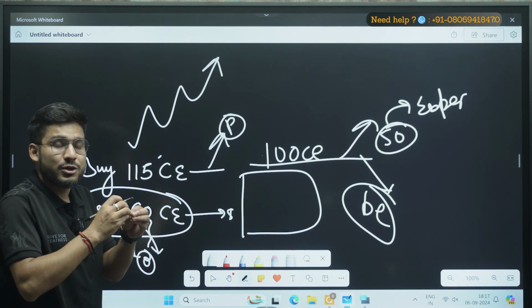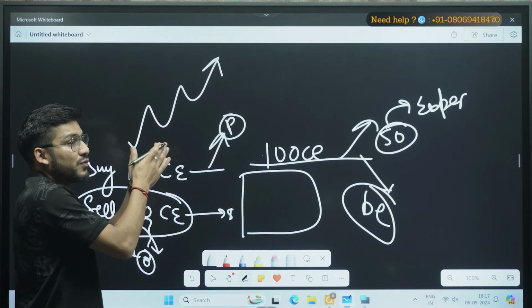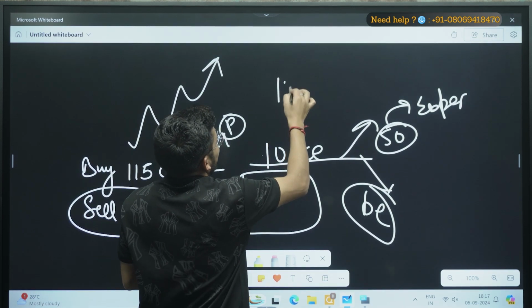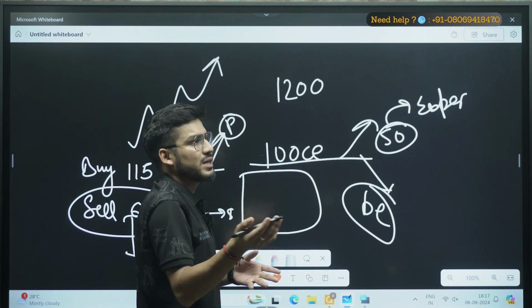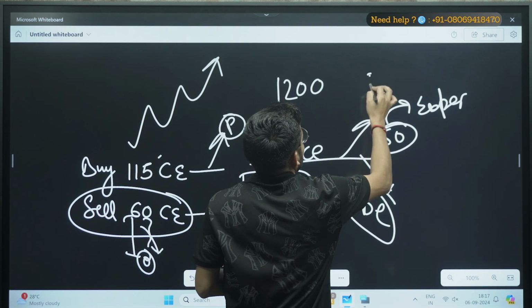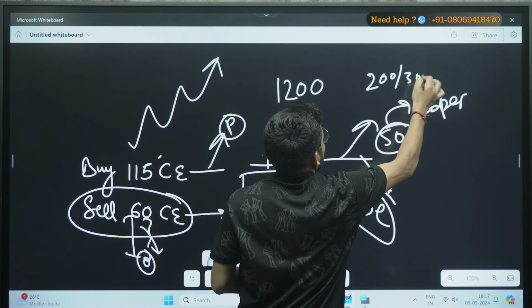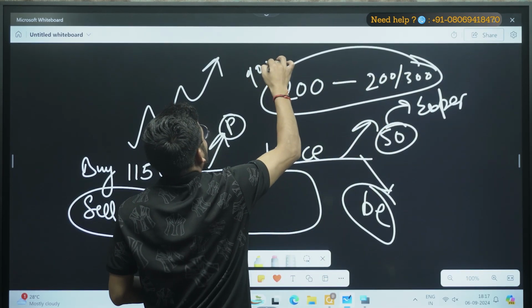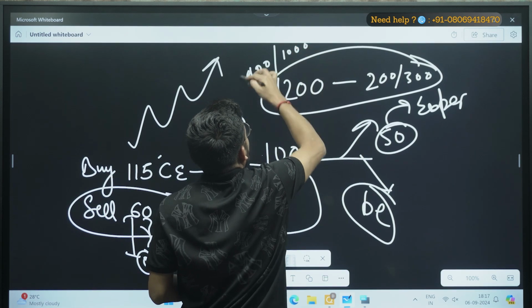But this loss will not be that much compared to how much profit I'll be making from this strategy. So if I'm making 1200, I'll face a loss of approximately 200 to 300. Okay, so if I minus this, I'll be getting approximately 900 to 1000 rupees, right?